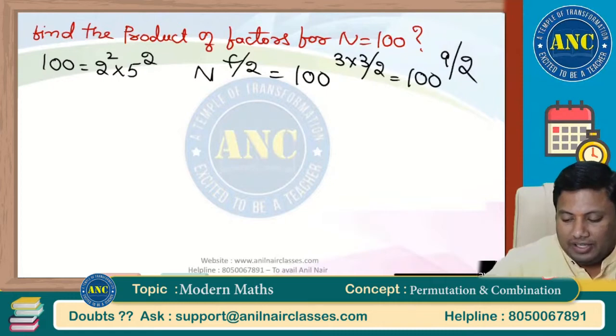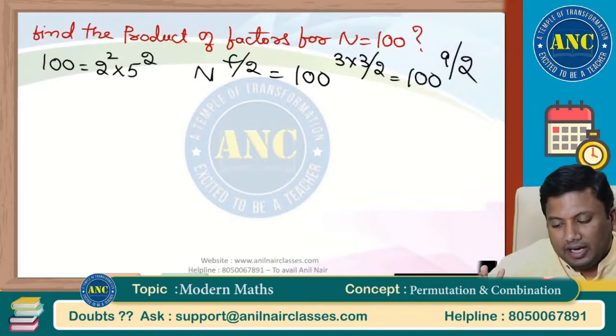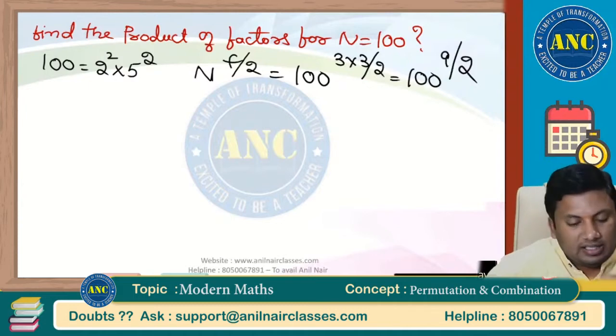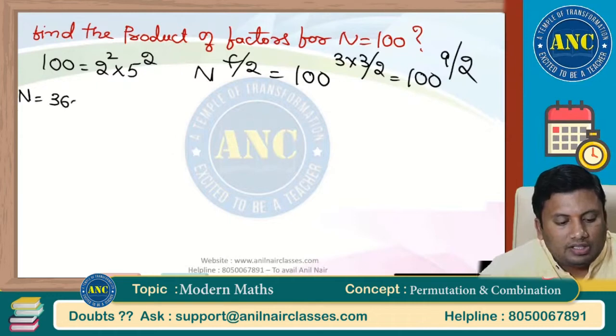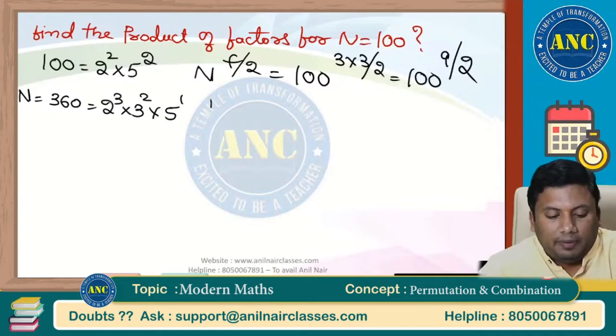100 is a perfect square. Find the product of the factors for n equal to 100. Answer is 100 power n by 2. Next one. n is 360. 360 is nothing but 2 cube into 3 square into 5 power 1.